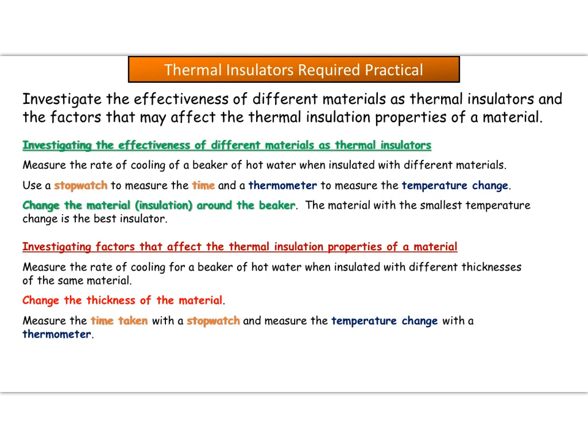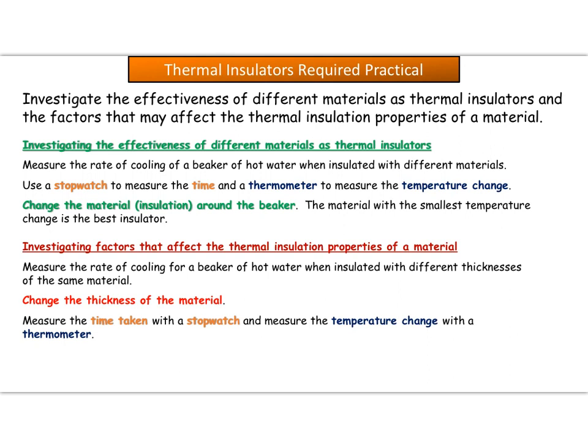The first practical is investigating the effectiveness of different materials as thermal insulators. To do this, you're going to measure the rate of cooling of a beaker of hot water when insulated with different materials. You're going to use a stopwatch to measure the time and a thermometer to measure the temperature change. I imagine what you're going to do is you're going to record the time on your stopwatch, and at every interval, such as 30 seconds or a minute, you're going to mark down the temperature at that point. That would then allow you to plot a curve or a cooling curve, and the beaker or insulation of a beaker that cools down the least is going to be your best insulator.